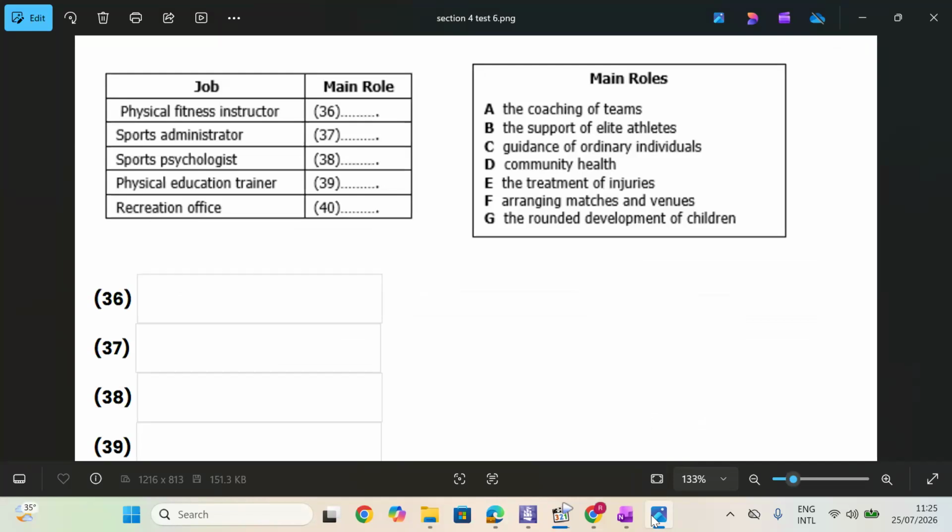A physical fitness instructor works in health and fitness centres, preparing individual programs for ordinary members of the public. Physical fitness instructors prepare routines of exercises to suit the individual client's age and level of fitness.